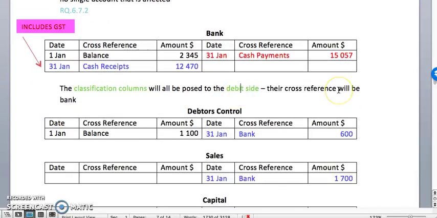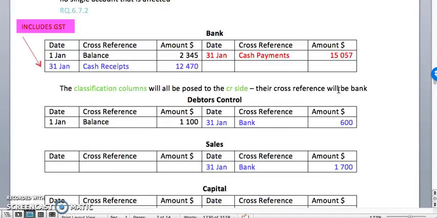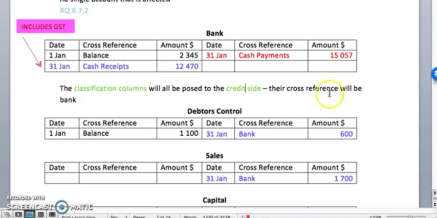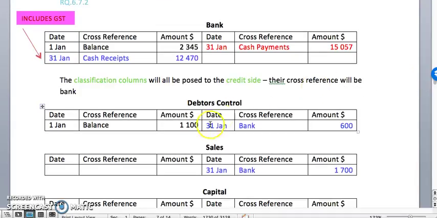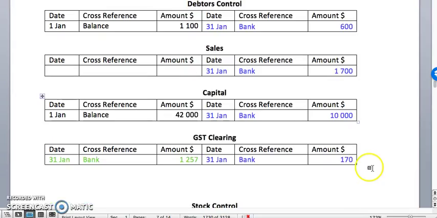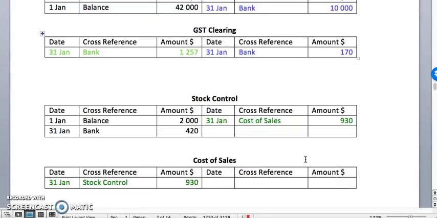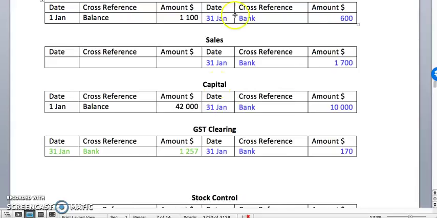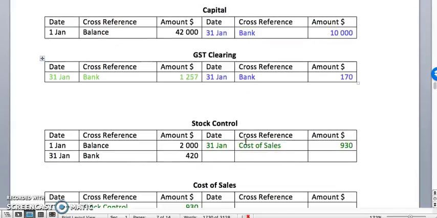The classification columns will be posted to the credit side. Their cross references will be bank. So we've got bank, bank, bank, bank. But please note that this stock control and cost of sales still need to be included. So please don't forget that that is something that you have to post out at the end of the month, just as you do with your total amounts here.